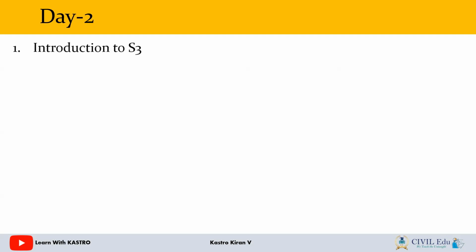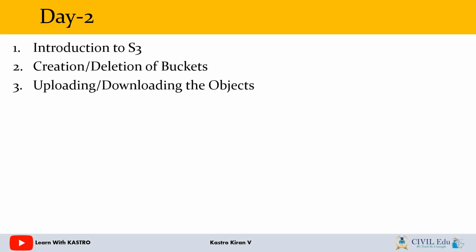First we'll be understanding what is meant by S3 service and why we need to use it. I'll give some basic introduction to the S3 service, and then I'll do a couple of activities in the AWS console: how to create a bucket, how to delete a bucket, how to upload documents or objects into the S3 bucket, and how to download the objects from the S3 bucket into the local device. Apart from these, I'll also talk about what is meant by ACLs, that is access control list. So these are the topics for today's video.